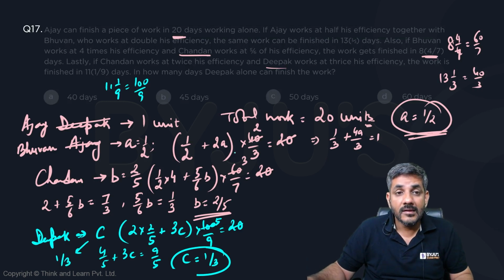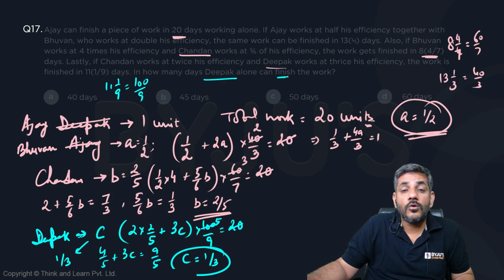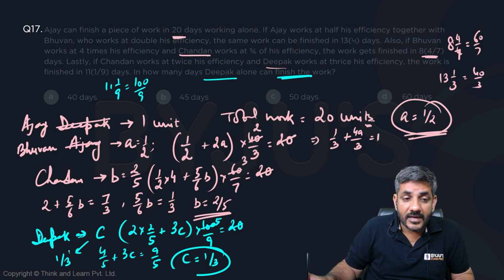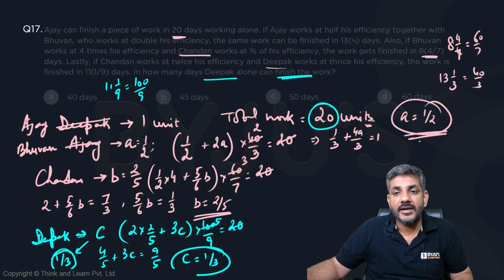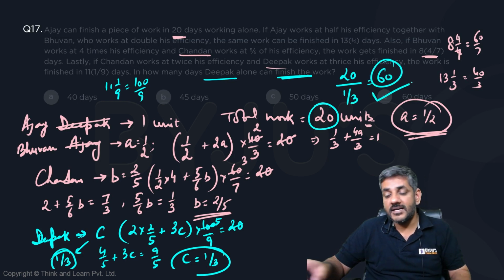So I also get to know the efficiency of Deepak as 1 by 3. Oh God. In how many days Deepak alone can finish the work? Deepak can make 1 by 3 units in a day. The work is to make 20 units. In how many days would he be able to make 20 units? 20 divided by 1 by 3, which is 60. Option D is the right answer.